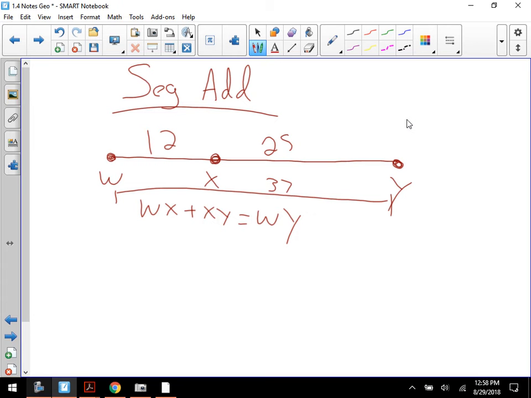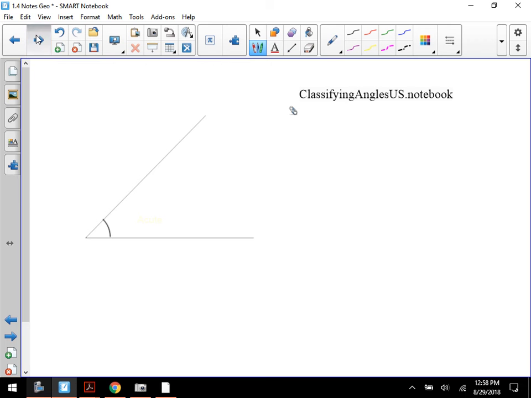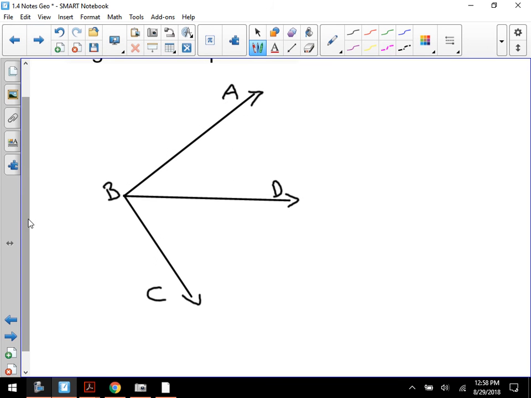What do you think changes when I make this in terms of an angle? What do you think changes? Nothing. Nothing changes. When we get to angles, nothing changes. When you're talking about this thing called the angle addition postulate, it's eerily similar to segment addition.